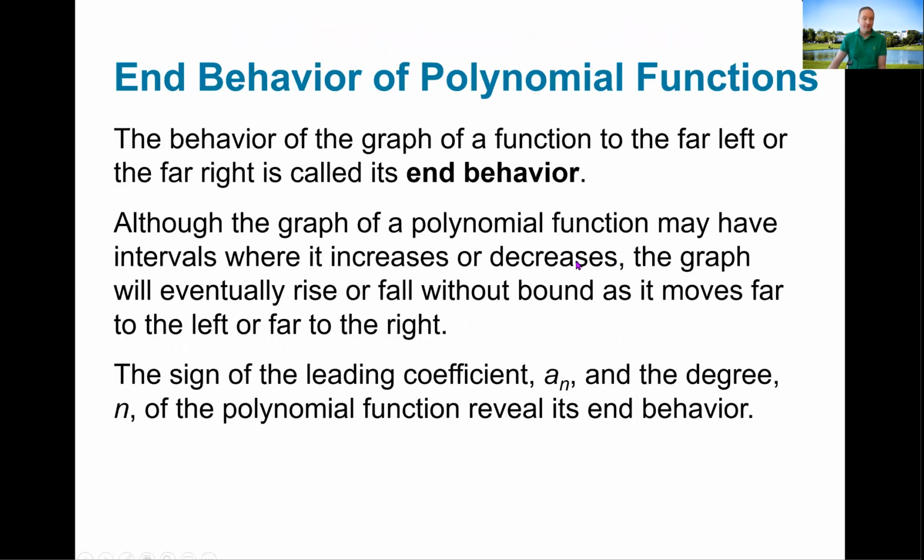Now, the end behavior of polynomial functions is going to be based upon the degree of the polynomial. We can say that the end behavior is just its behavior as it goes off to the far left or far right. Although the graph of a polynomial function may have intervals where it's increasing and decreasing, the graph is eventually going to rise or fall without bound. So it's either going to go off towards infinity or negative infinity as it forever moves to the left or as it forever moves to the right.